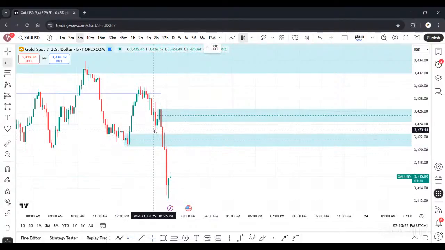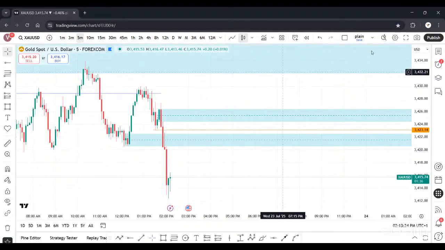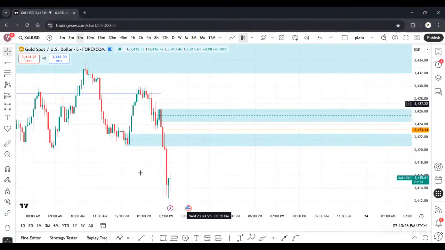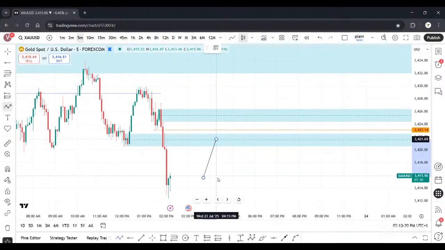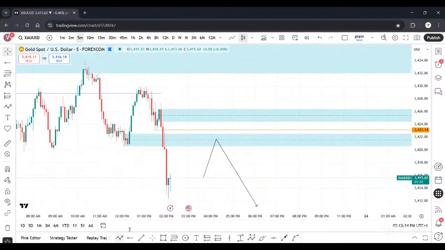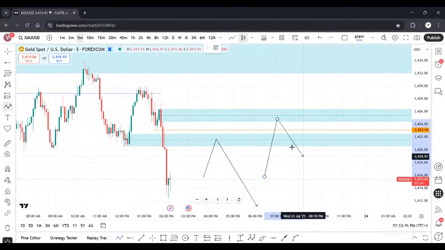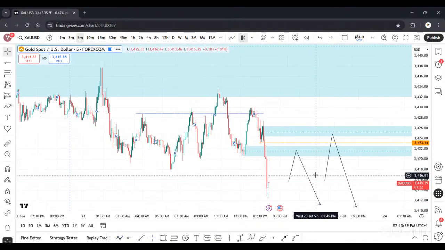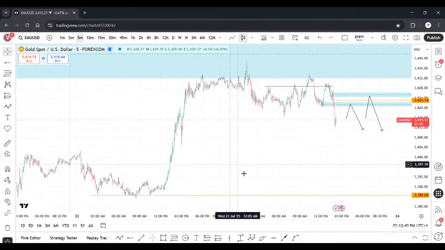Then another place is this fair value gap right here in the 5 minutes time frame. So I'm looking out for these three things to play out on gold, and then we take our sell. So we're looking at something like this, and then selling to the downside, or all the way up here before selling further to the downside. So this is what I'm looking out for on gold.